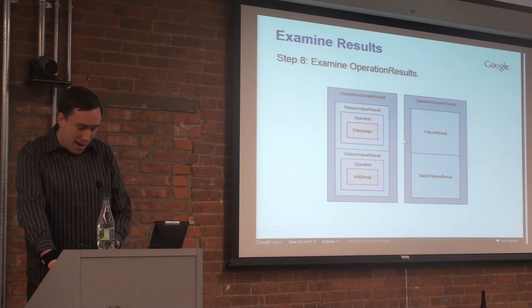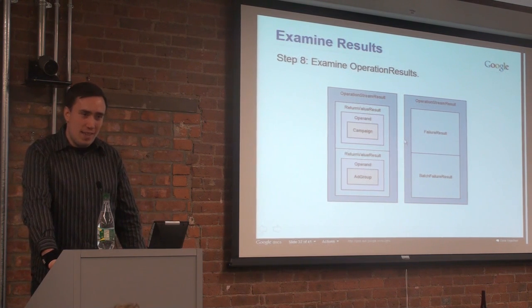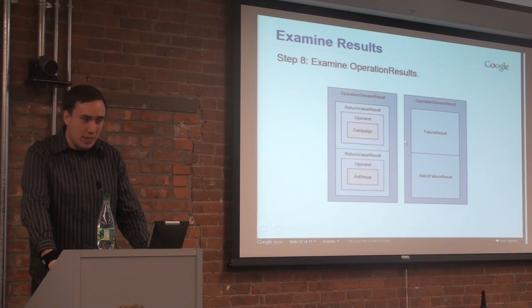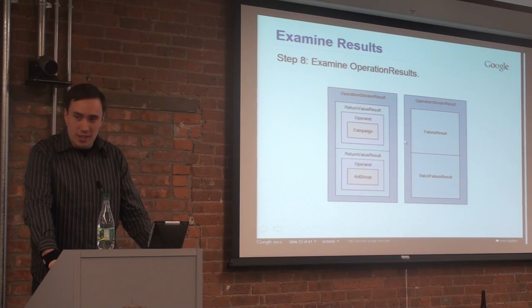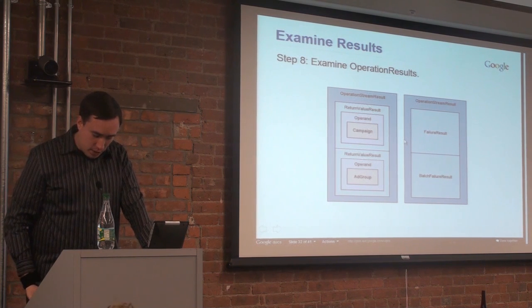So the operand object actually has a field for every possible entity that could be returned in it. It has a campaign field, and an ad group field, and one of those will have a value in it, and that's what was returned by the operation. I'll show you an example on the next page to clear it up.